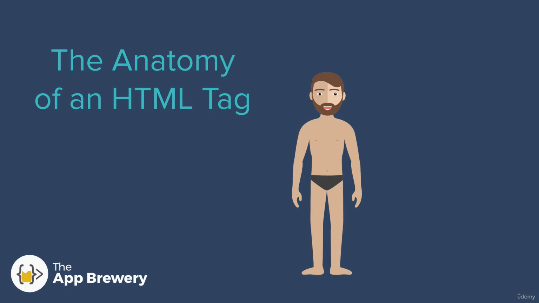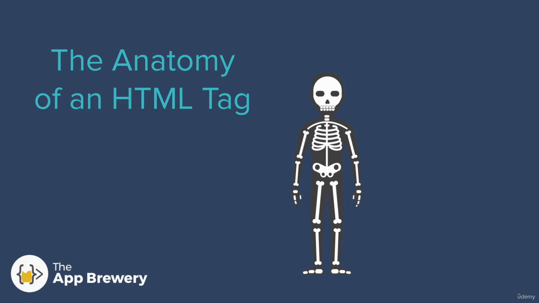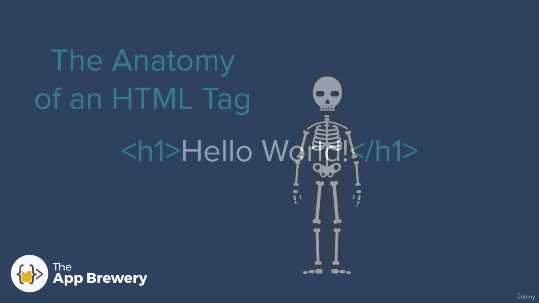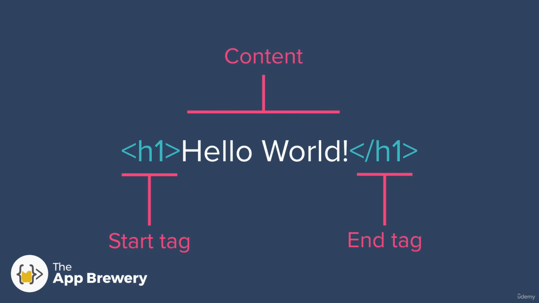All right, so let's talk about the anatomy of an HTML tag and break it down to its component parts so that we can actually understand how they're structured and how we can use them. So we've written HTML elements like so. So here we have the words hello world, and they're enclosed by an opening tag and a closing tag. And in between those tags is the content that we want to apply that structure to.